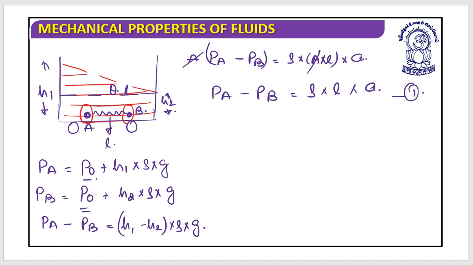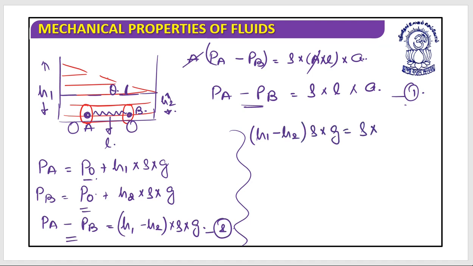I hope you understood this. Have you understood this? Great. So let's call this relation 2. This was relation 1. From these two, if I equate them, because both are the value of PA minus PB, which equals (H1 minus H2) into density into G.